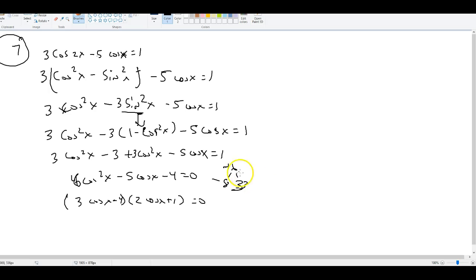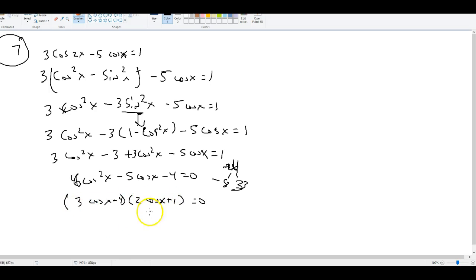Let's see if I can get my pin in the right spot. There it is. Negative 24. The factors of negative 24 that give me negative 5 are negative 8 and positive 3. So then I had to make cosine x, these first two terms, equal the first two terms. So I chose 3 cosine x and 2 cosine x.